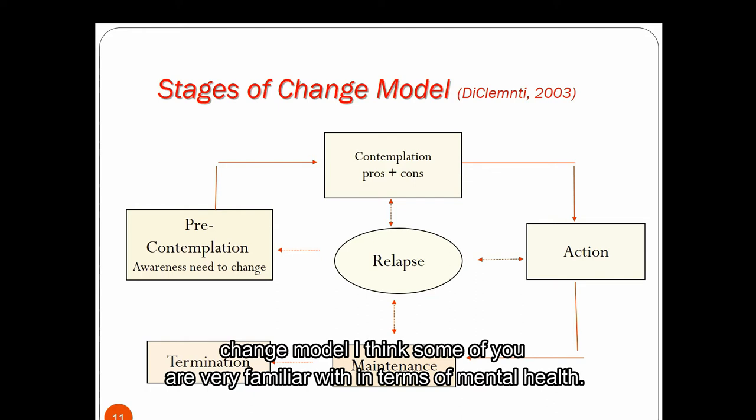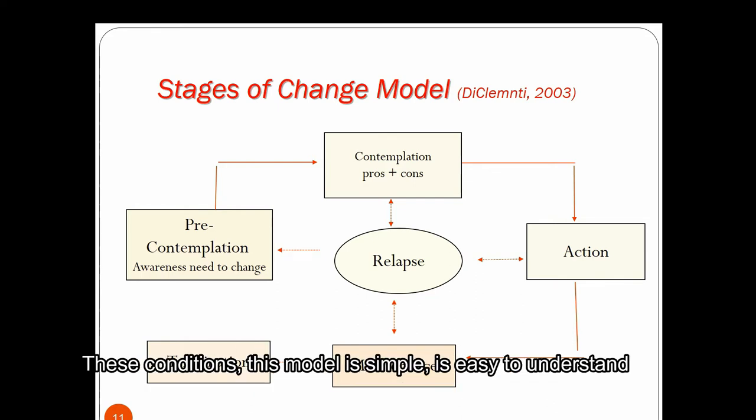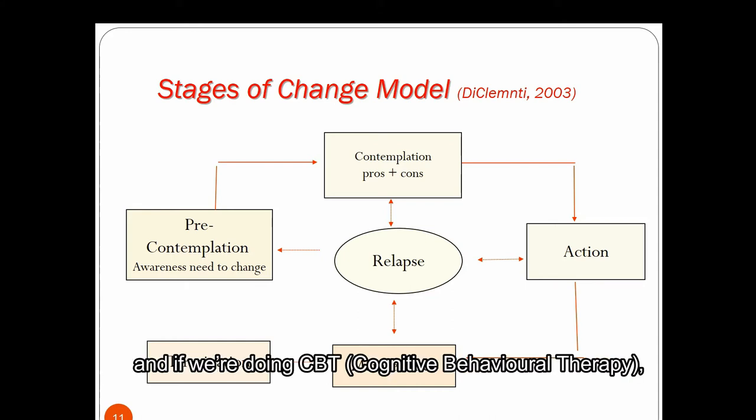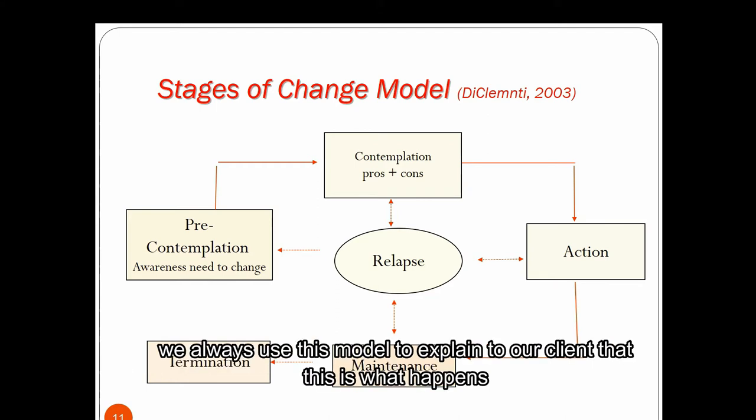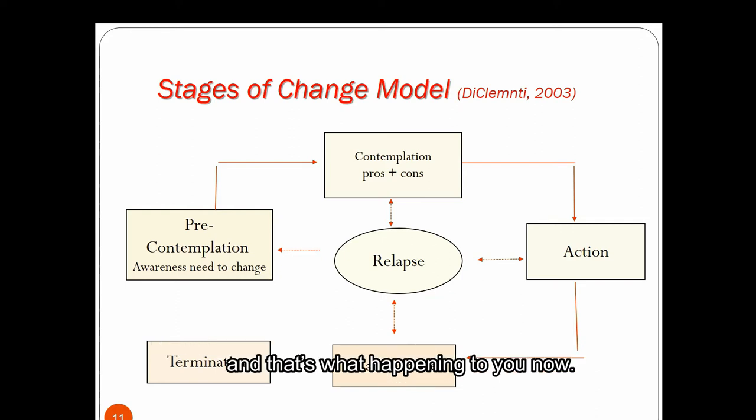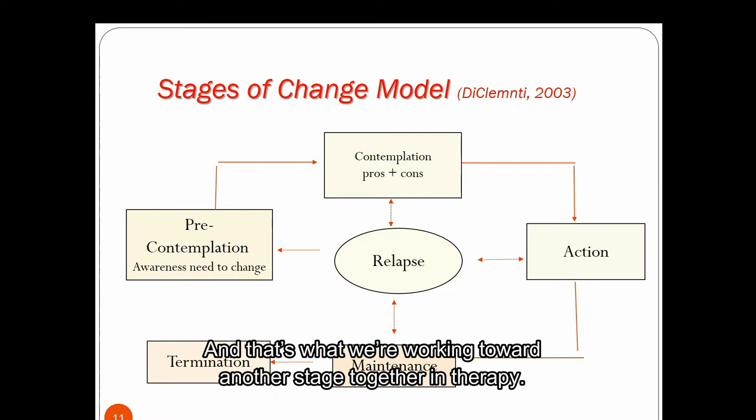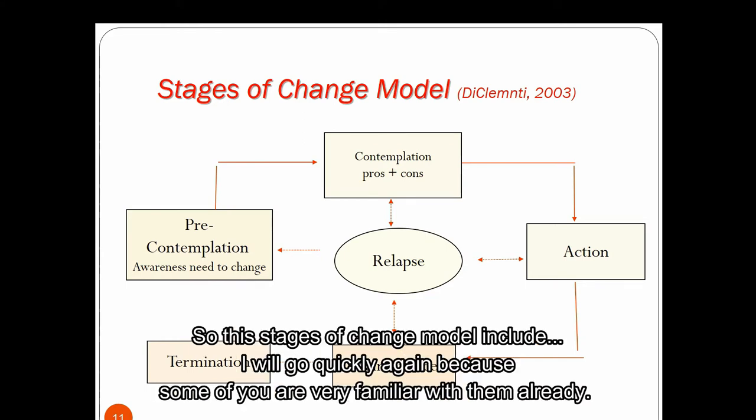In terms of mental health conditions, this model is simple and easy to understand. If we're doing CBT, cognitive behavioral therapy, we always use this model to explain to our client that this is what happens, and that's what is happening to you now, and that's what we're working towards, another stage together in therapy. So this stages of change model includes, I'll go very quickly because some of you are very familiar with them already.